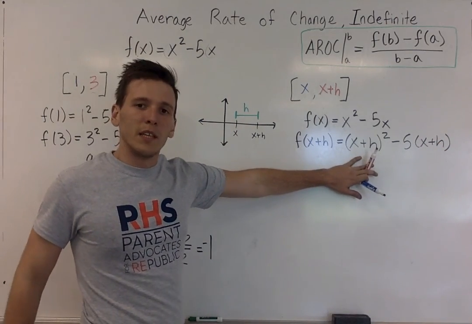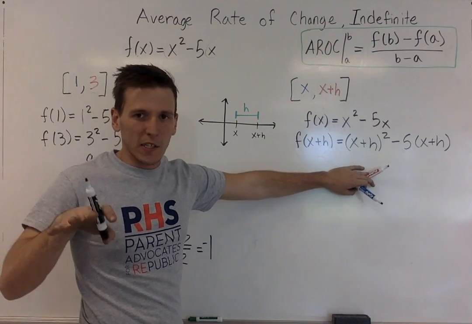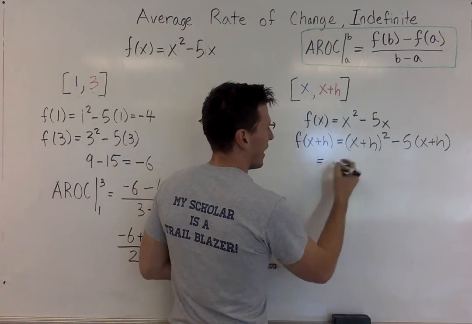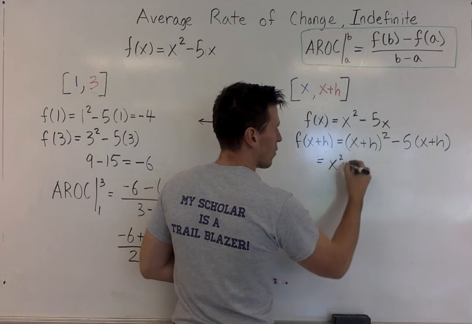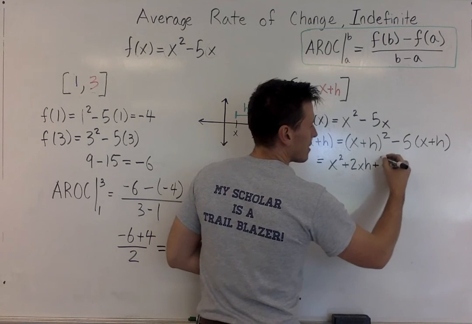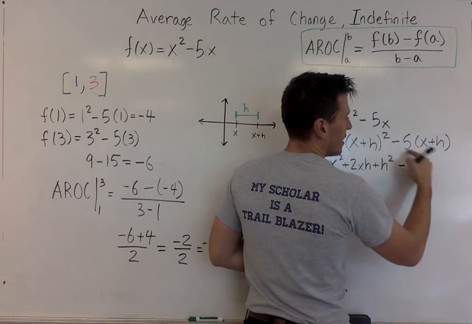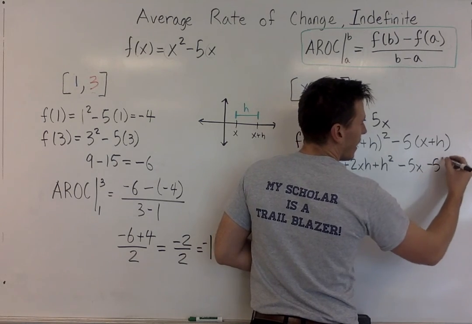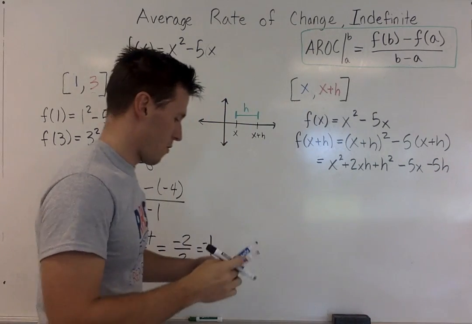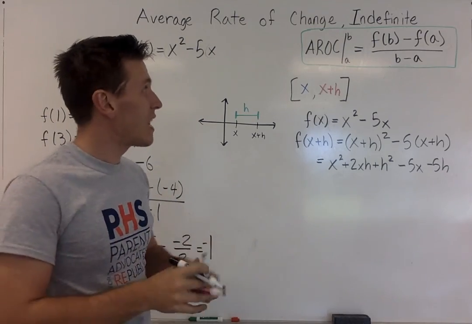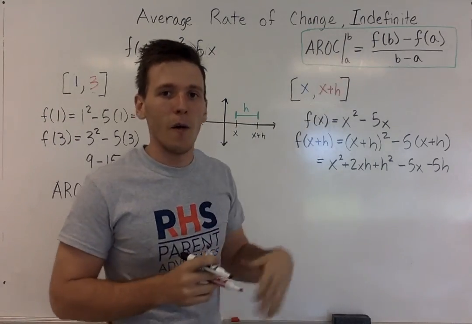If you don't know how to distribute this and simplify this, you should take a moment, pause the video, and do it yourself in your notebook. Otherwise, I can actually do this in my head. x plus h squared is going to be x squared plus 2xh plus h squared, minus, distribute the negative 5, negative 5x and negative 5h. So what this now means is that I have finally figured out all the pieces that I need, but I still need to fit them into this puzzle.